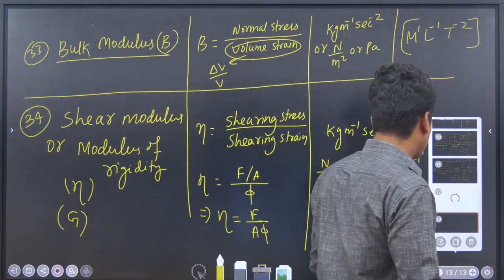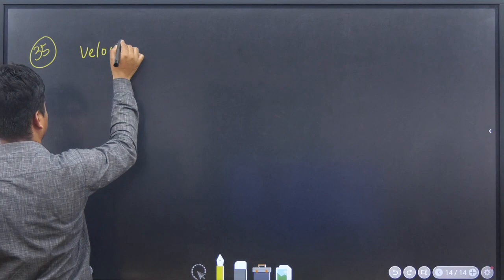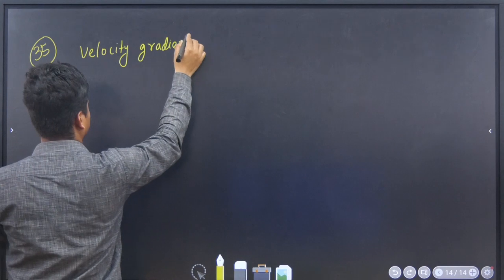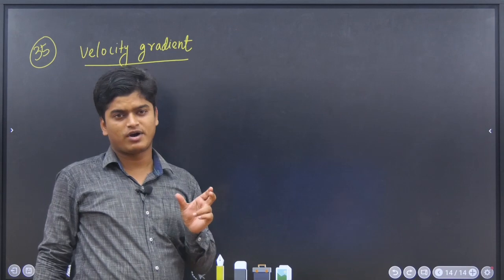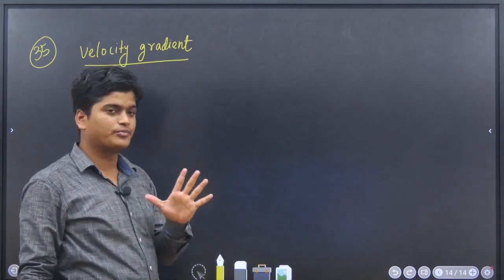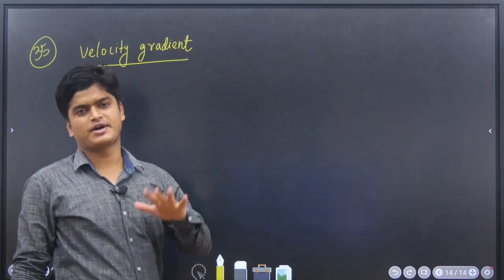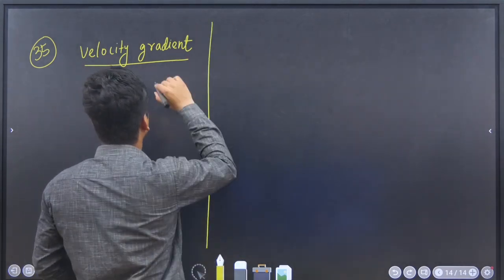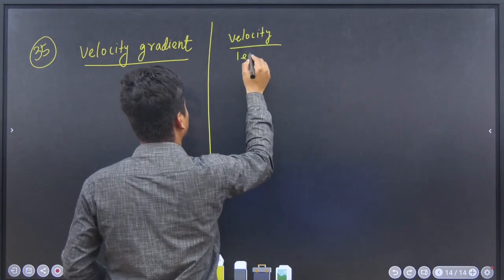Now the last point we will understand today, 35. We will understand velocity gradient. Remember, whenever the word gradient comes, it is some quantity by length. Velocity gradient means velocity by length. If I say potential gradient, then potential by length. So what is the formula for velocity gradient? Velocity by length.